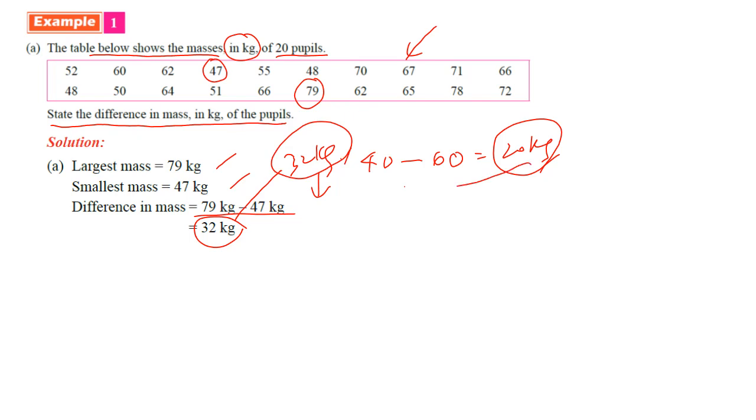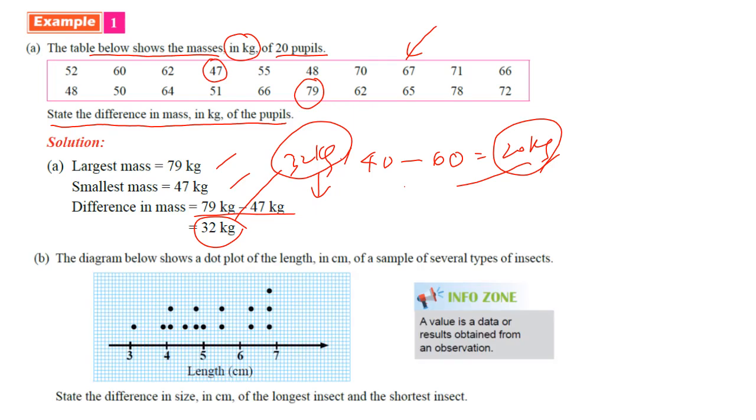Yeah. Okay. So if you are given a dot plot, this one is the length in cm of a sample of several types of insects. Okay, so you have this dot plot and you have this scale. So let's state the difference in cm, the longest insect and the shortest insect. So how do you find the shortest insects? Okay, you look at this dot and then you find the value. Yeah, it is 3.1.